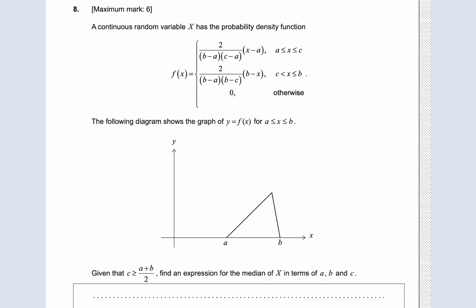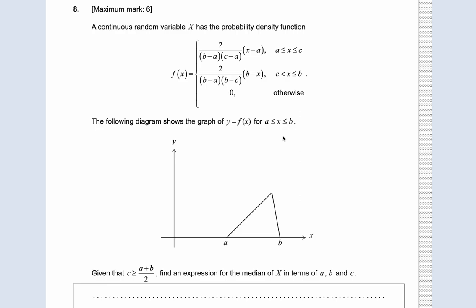Question 8. When the kids came out of the exam last year, this was the one they were all talking about. They were saying there was a really, really difficult continuous random variable question. And I'm certainly not saying it's easy, but I'm going to show you how it's actually not as bad as you think.